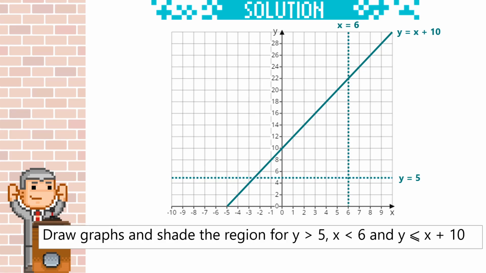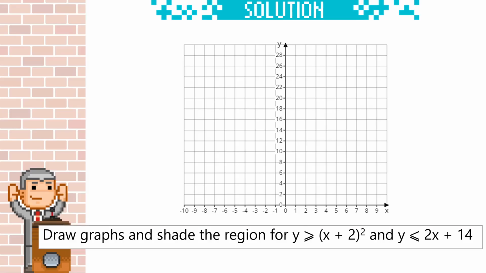To find the shared region, we need to find the area above the y equals 5 line, because y is greater than this, to the left of the x equals 6 line, because x is lower than this, and below the y equals x plus 10 line, because the y value is lower than this line. And we're going to shade this onto the diagram.